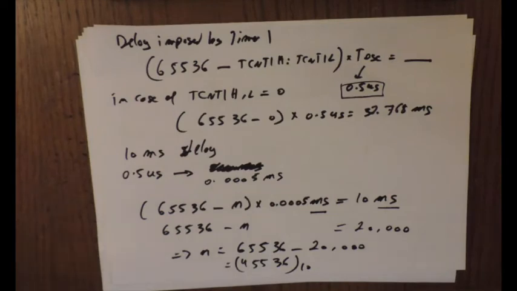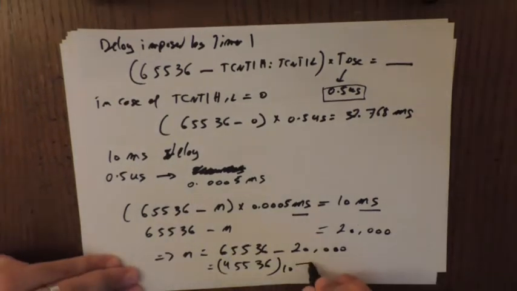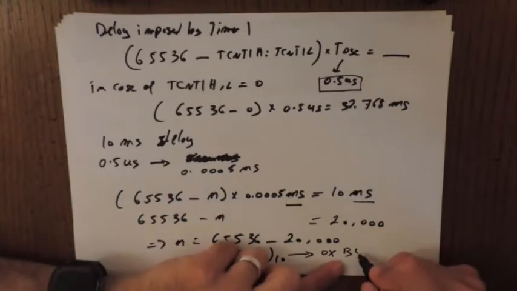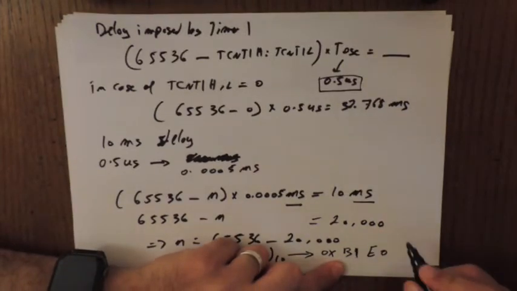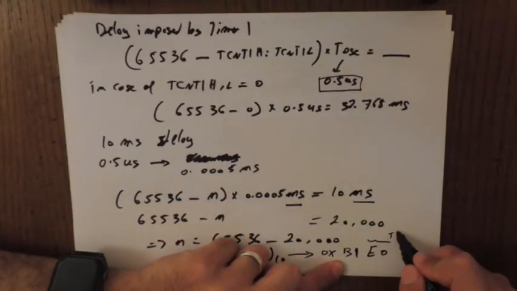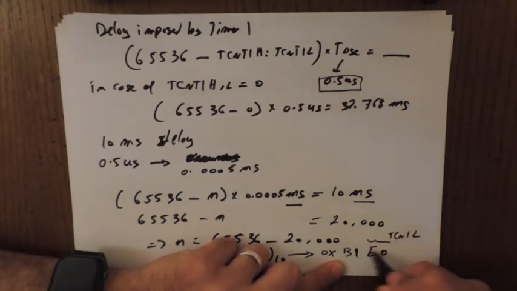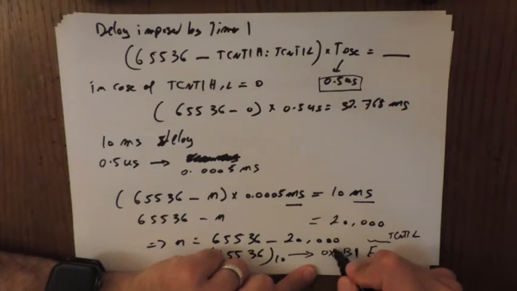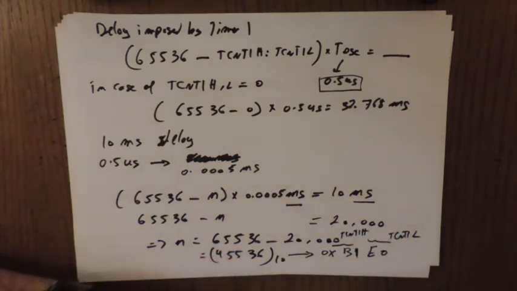Now I need to load these values in timer counter high and timer counter low. So I need to transform them into hexadecimal. Transforming them to hexadecimal will be 0xB1E0. So this will be timer counter 1 low, and this will be timer counter 1 high.